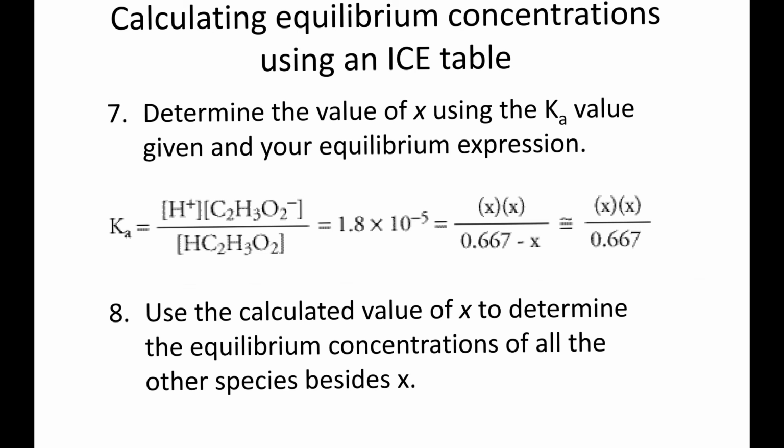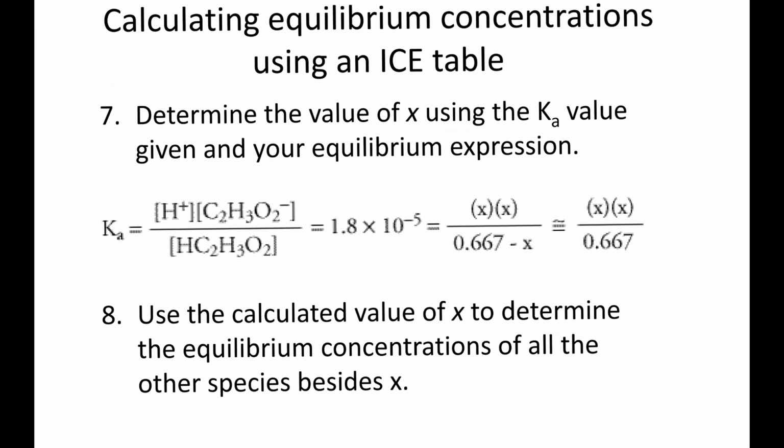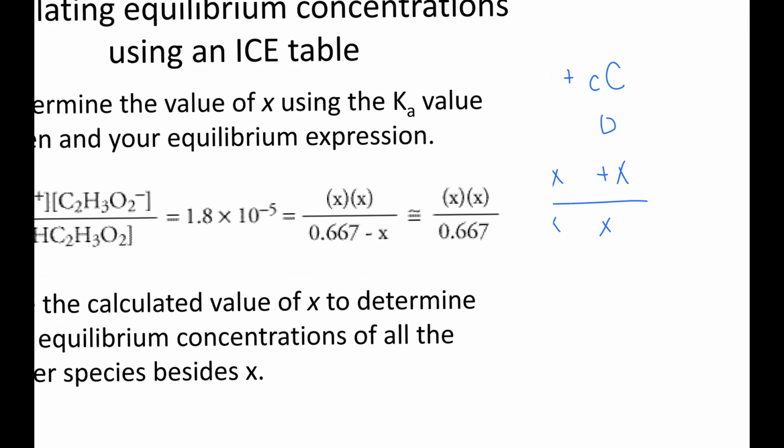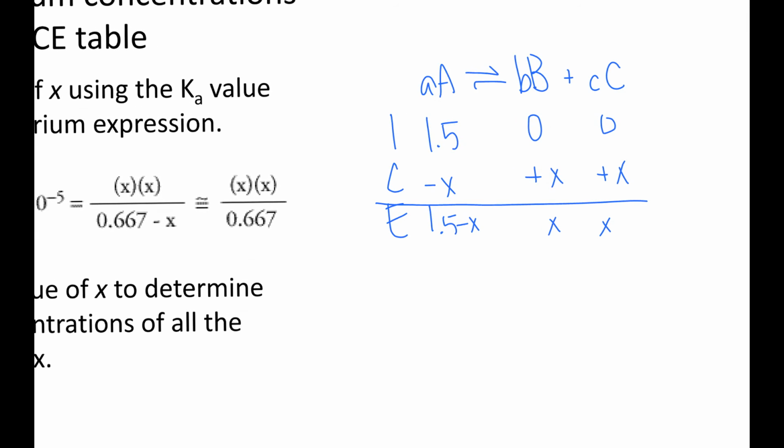We are almost done with these steps. There's only 8. Step 7 is to actually plug in your equilibrium numbers from your ICE table into the Ka expression. Plug in your equilibrium numbers into your Ka expression. So the generic Ka expression in this situation would be products over reactants.